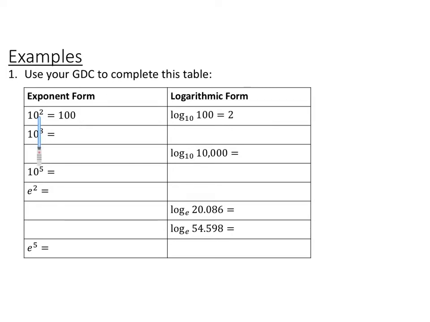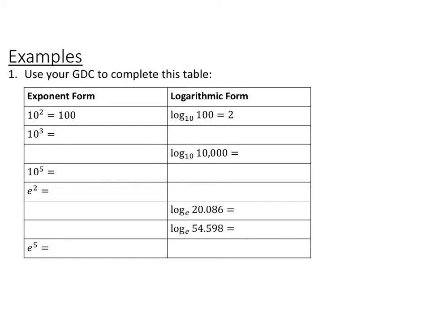So for this first one, we have 10 squared is equal to 100. So if I want to write that in logarithmic form, my base stays the same, so I have log base 10, and my input and my output switch. What was originally my input now becomes my output. What was originally my output now goes inside the logarithm.